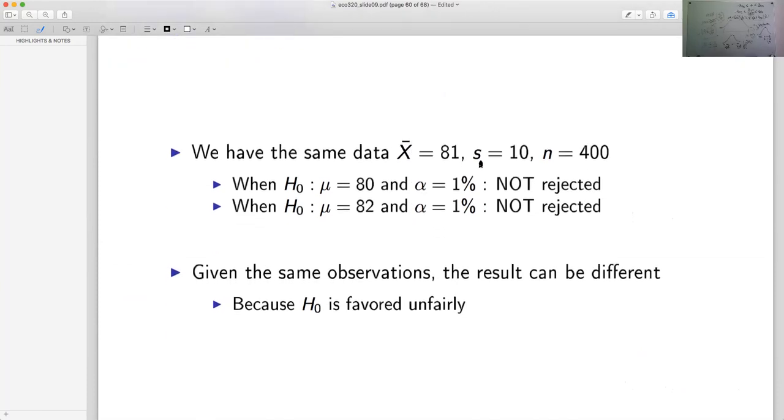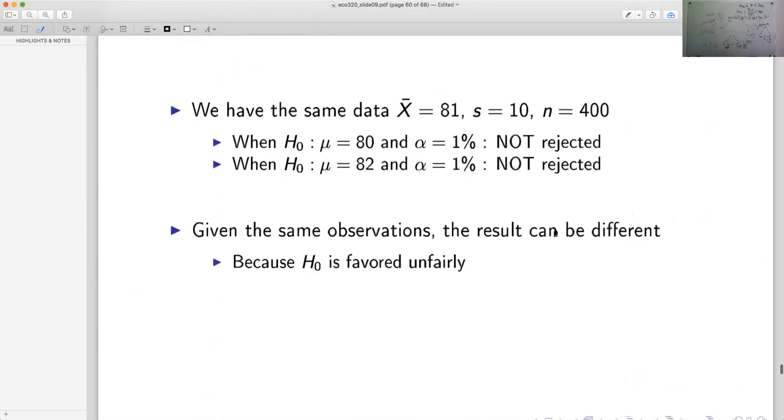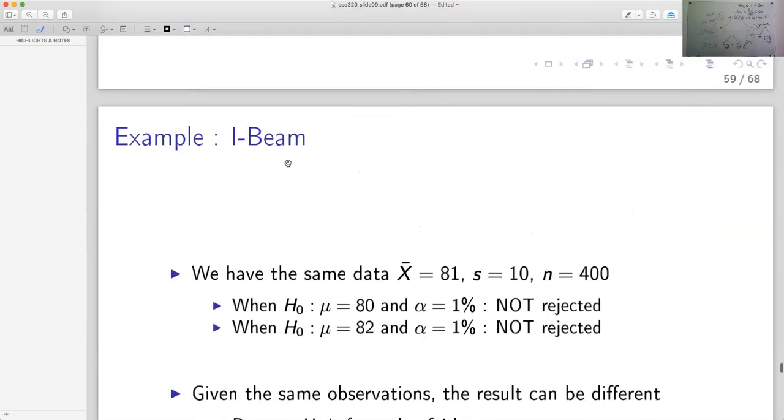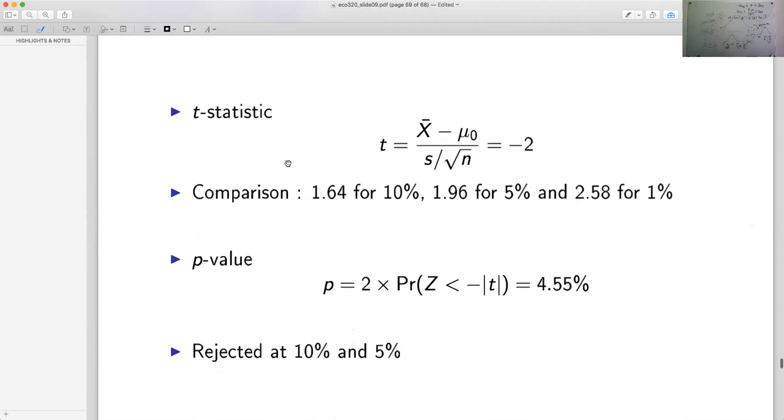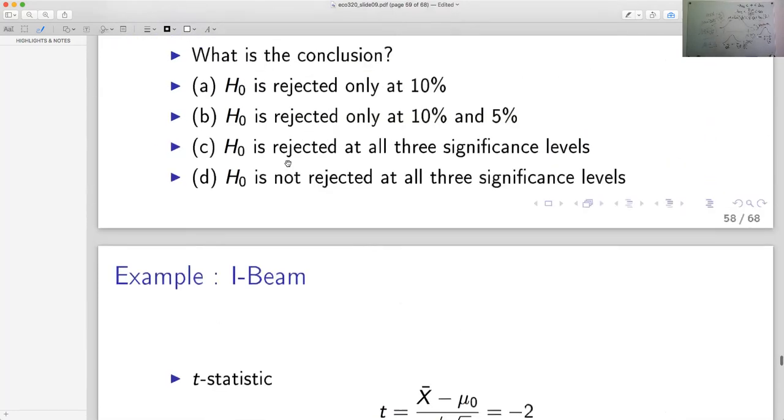We have the same data over here. So when this one is 80, you do not reject, but for this one you reject. Even with the same observation, the result can be different because the null hypothesis is different. So based on your null hypothesis, sometimes you reject and sometimes you don't reject. So that was the main idea.